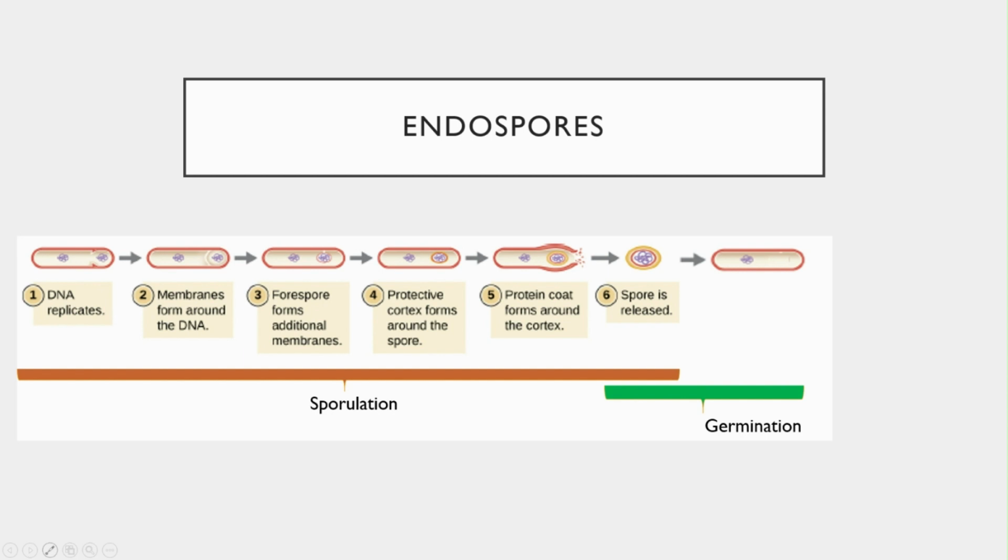Six basic steps are involved in the transition to becoming an endospore. First, the DNA is fortified with membranes. The precursor to the spore, called a forespore, is formed. This forespore builds more membranes around it. Then a shell called a cortex is formed around them, and a protein coat goes around all of that. Then finally, it is released from the cell to become its own individual spore. And we won't cover germination in detail in this class.